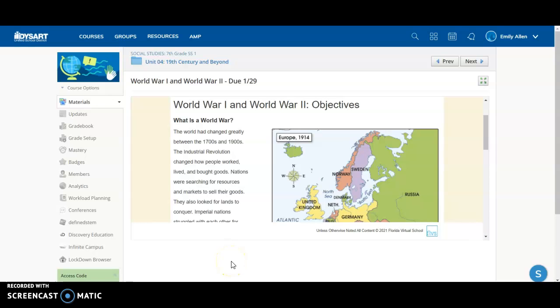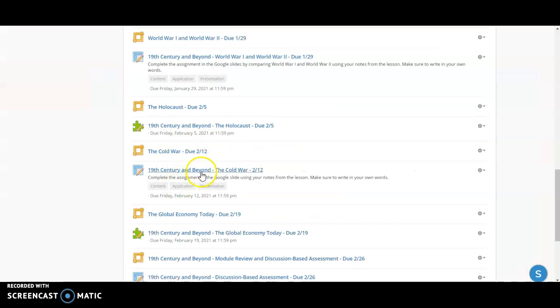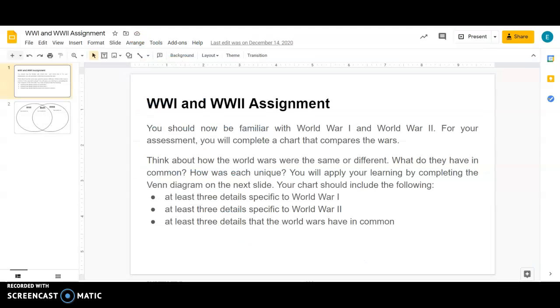You will use those ideas in your assignment because you are going to be comparing and contrasting World War I and World War II. So if you go into our unit folder, right here, this will take you to a Google slide. On this slide, you will be giving specific details about World War I, also known as the Great War. You'll be giving specific details about World War II, and then things they have in common.